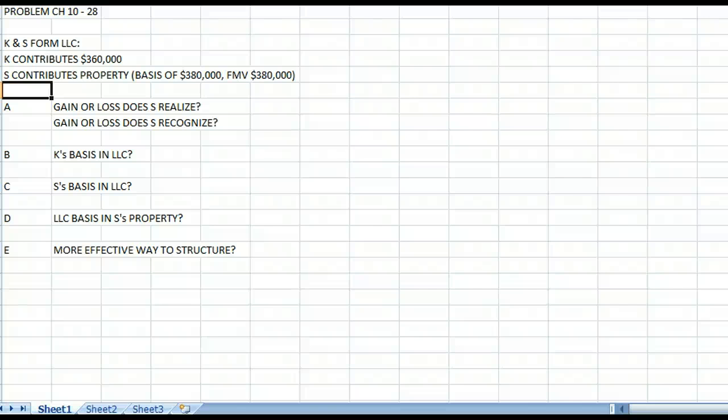Hello class, I want to take a few minutes to go over one of the problems in chapter 10 just to help you get going with some of your homework.